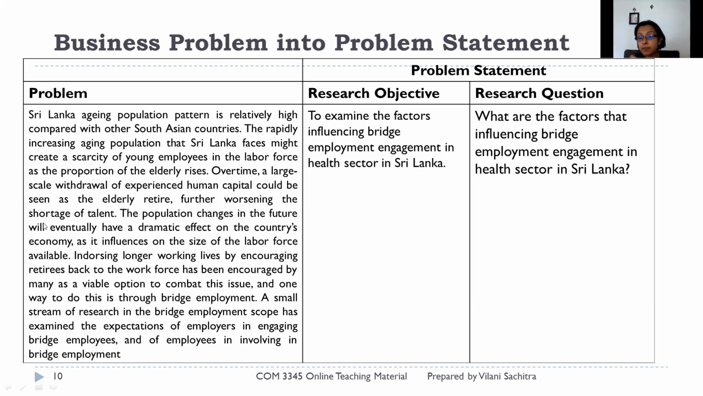Now we get the concept of bridge employment aligned with the aging population. You see the connection, right? So this flow is very important for you to understand. This is why we call it academic writing, right? You need to catch this point, and it's very important.